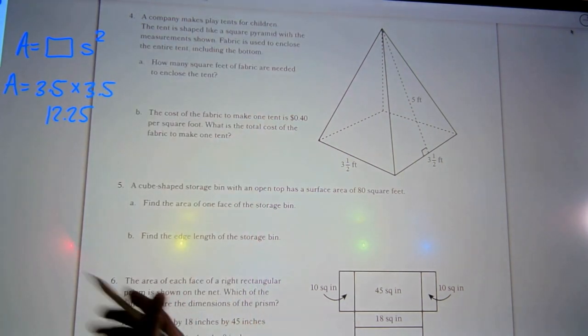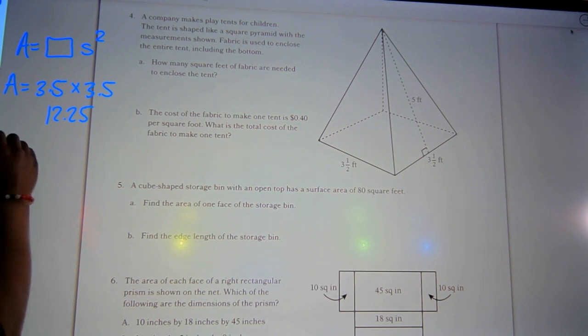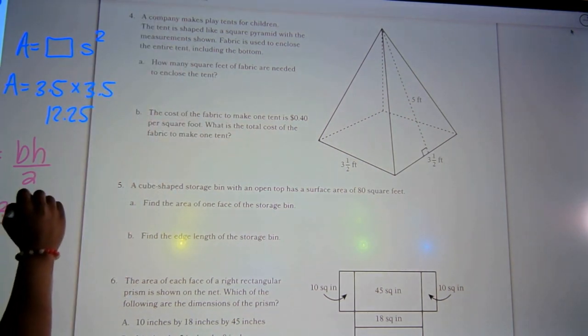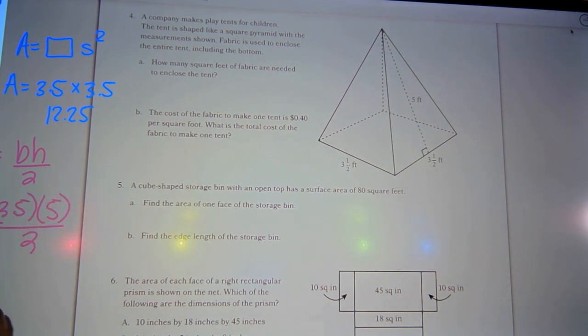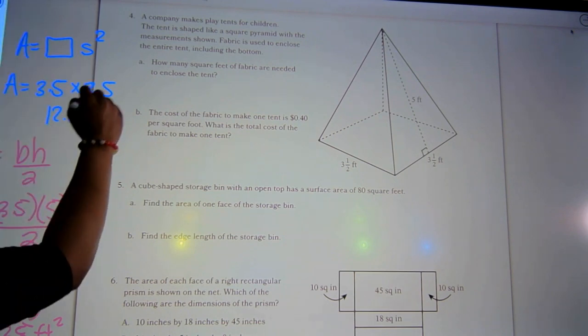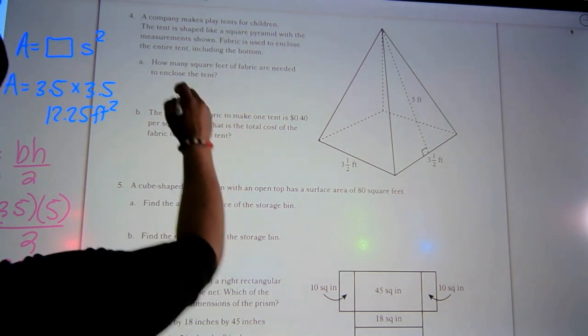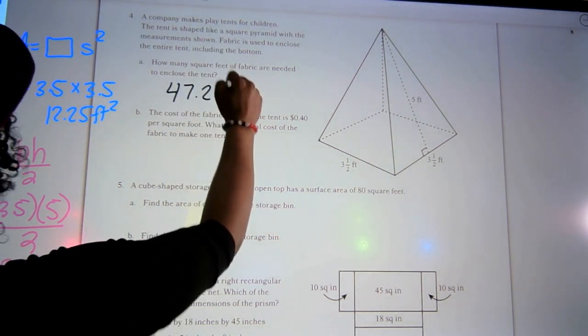Now we have 4 identical triangles surrounding it. And the area for a triangle is found by base times height divided by 2. So in this case, we have 3.5 times 5, because that's our height. And then we want to divide that by 2. And we get a grand total of 8.75. So that is the area for one of those identical triangles. However, we have 4 of them. So we need to do 8.75 times 4 to find out the total area for all of the triangles. And we get that that area is 35. And that's feet squared. Sorry, I don't think I have been labeling today. I apologize. And so then to get our total, you simply add those 2 together. And so we know it's 47 and 25 feet squared.